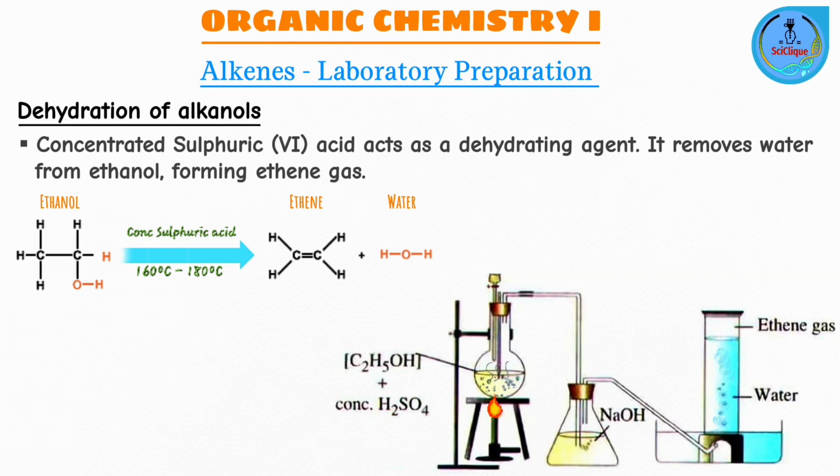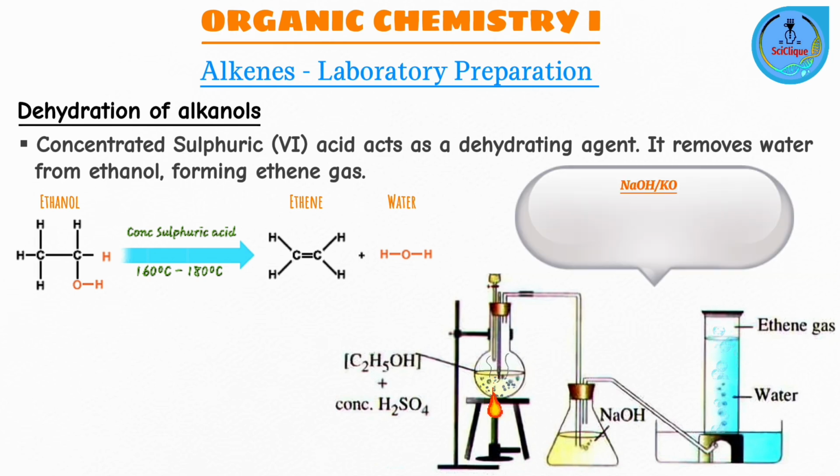So you're going to note that as the reaction progresses, there is effervescence. You're going to have a colorless gas being produced, which in this case is ethene. So the gas is then going to be passed through sodium hydroxide or potassium hydroxide solution in order to absorb any carbon(IV) oxide or sulfur(IV) oxide that have been formed.